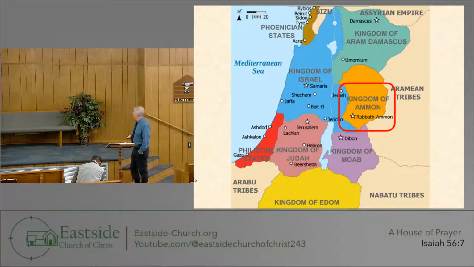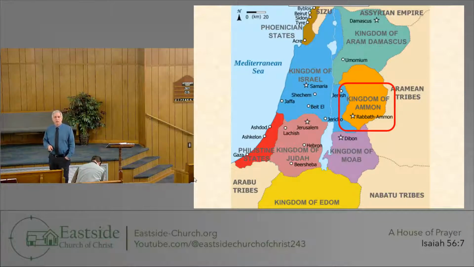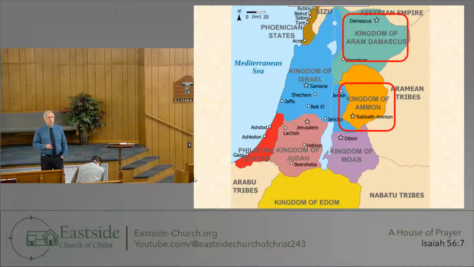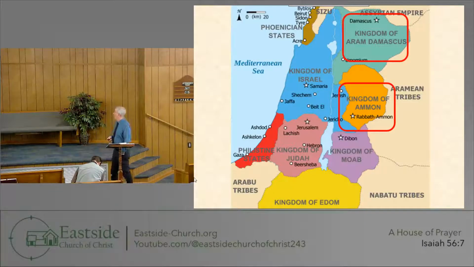So this is the area that we're talking about. We'll be looking at Rabbath Ammon here in just a moment. That would be the capital. It still is the capital of a country that is there. Amman, Jordan is the same place, modern Amman. And up here to the north are the Syrians, kingdom of Aram, Damascus, sometimes called Syrians or Arameans, depending on the time period. And both of those kingdoms are going to come into this story just briefly.